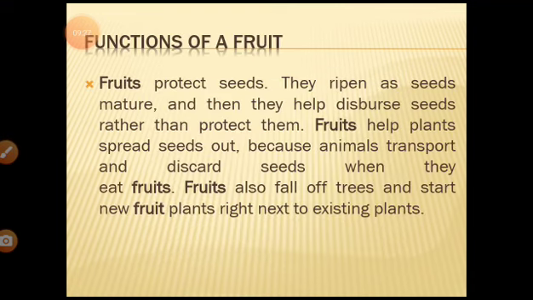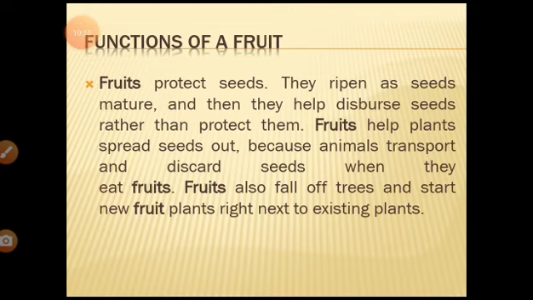Then what are the functions of a fruit? Fruits always protect seeds from extreme environmental conditions, because the fruit has an outer covering as well as a fleshy part. So they protect seeds. When they ripen, the seeds mature and the fruit helps disperse them. When the seeds are mature, the fruit tries to disperse them into the environment or the soil. But until the seeds are mature, they are protected in the fruit.